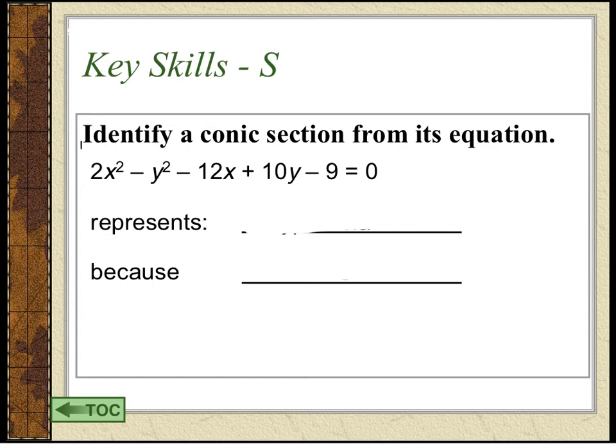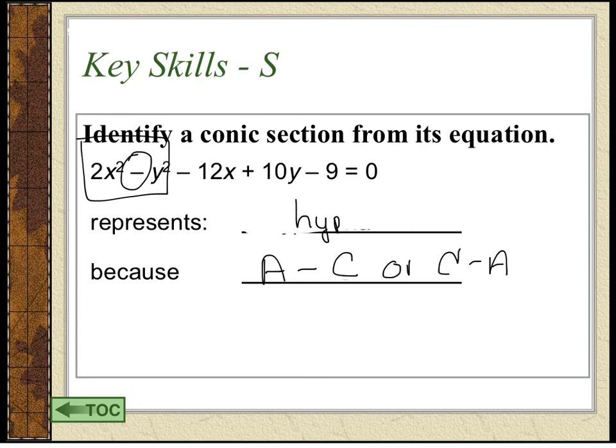Okay, x squared and a y squared, but look at that, it's minus. So it's an A minus C. It could also be C minus A, doesn't matter. As long as there's a minus sign in there, it's a hyperbola.